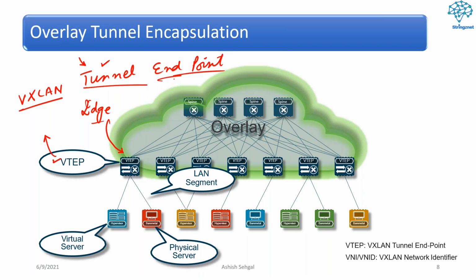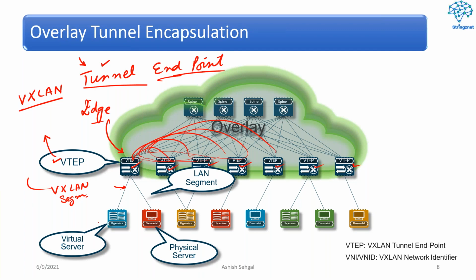All the devices on which we configure VXLAN are known as VXLAN tunnel endpoints, which simply signifies that there is going to be a tunnel between all these devices. Point number one: this particular segment you can call a LAN segment. You can also call it a VXLAN segment. I'll tell you in our next classes what the difference is between a LAN segment and a VXLAN segment, and what configurations make sure that this segment becomes a VXLAN segment.